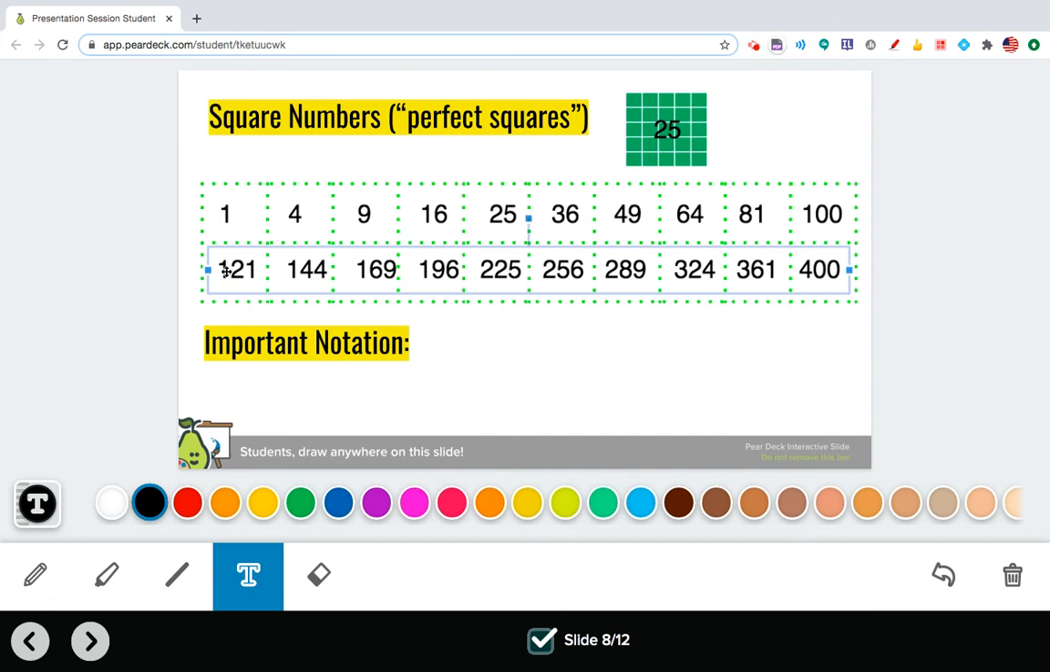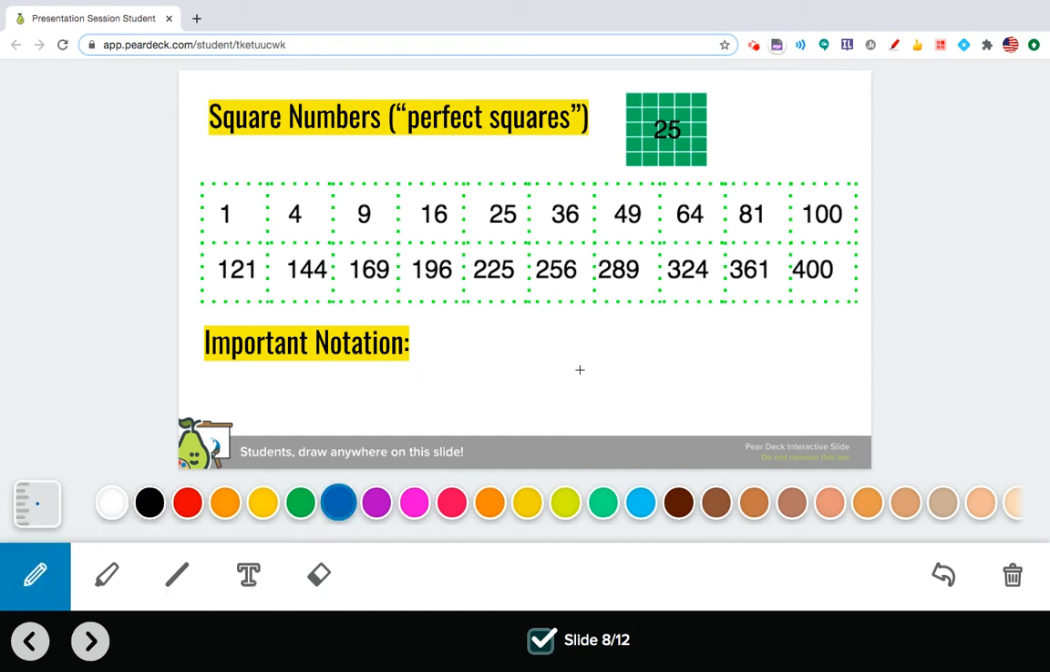Love that. So, yeah, these are the first 20 perfect squares. And I'm just double checking that I didn't make a mistake. I had to memorize them way back in high school, and they're still in my memory. Okay, great. So, important notation.